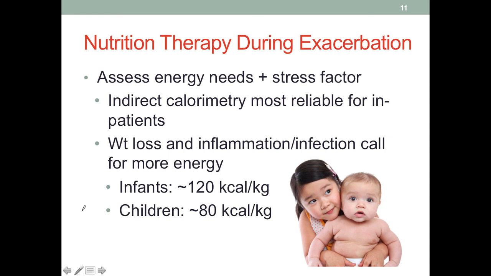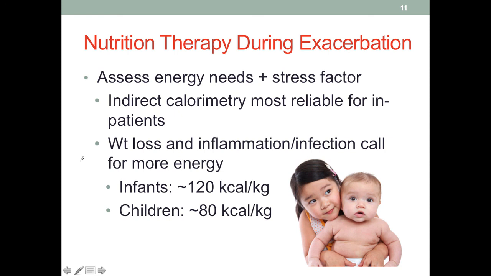Of course, if we have indirect calorimetry, we would want to use that to tell us how much energy the patient needs at that moment. Patients with weight loss and inflammation or infection, all of those stress factors, that would obviously call for more energy, especially in infants and children.